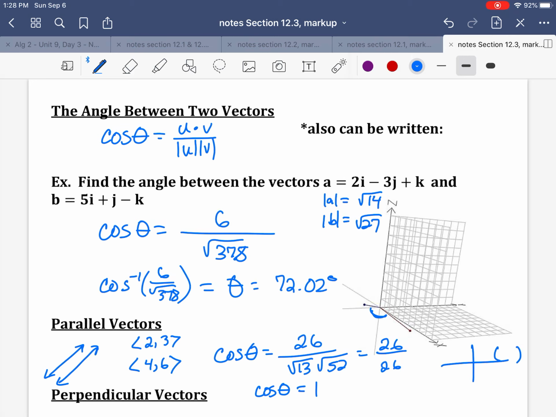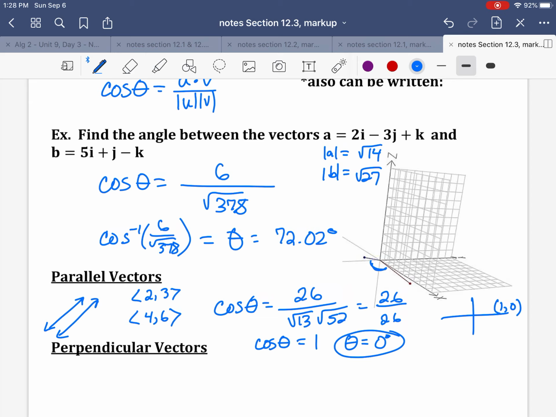So remember, your good old trigonometry, when you're on the unit circle, you got 1, 0 right here. And the cosine of the angle is the x value. So when is a cosine 1? Well, hey, guess what? It's when the angle is 0 degrees. Okay? All right, and then perpendicular vectors.